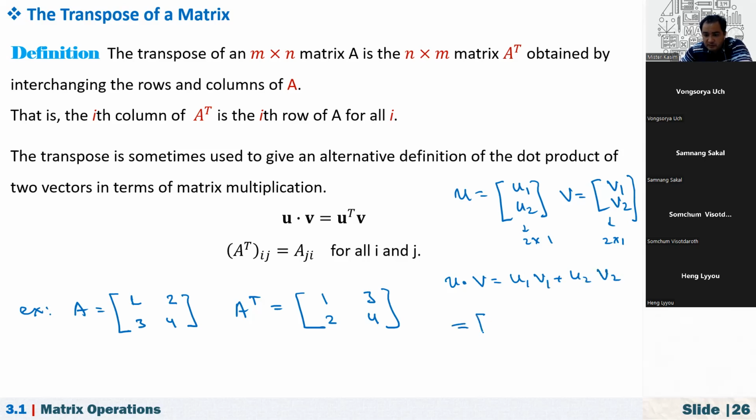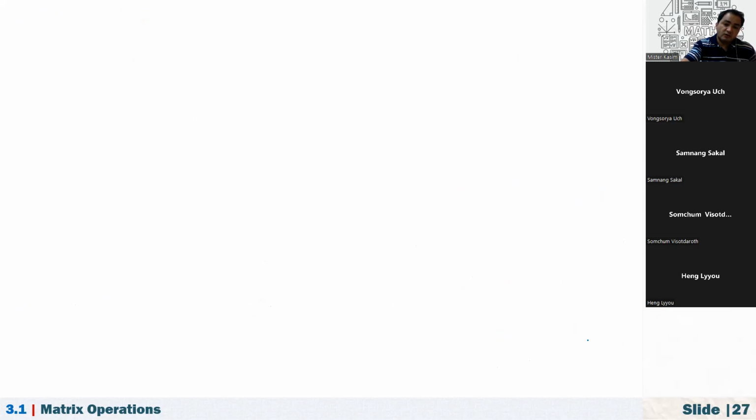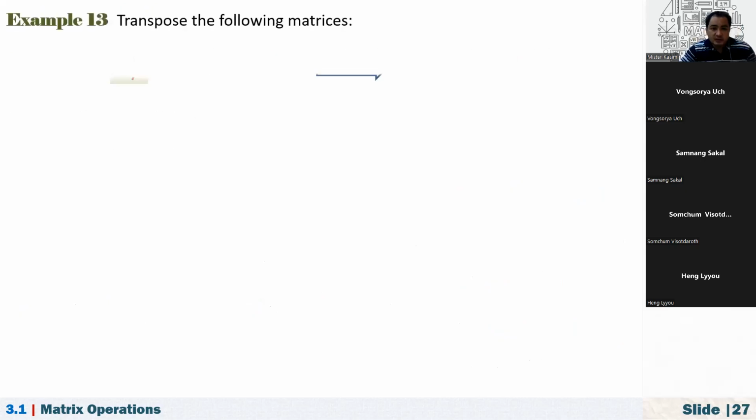I can write this as u1 u2 times v1 v2. This product is defined. What is u1 u2? It's just the column of u written as a row, so it is u transpose, times v. Now we are considering these vectors as matrices. This is how we change matrix product into dot product, or dot product into matrix product, if we are talking about row or column matrices.